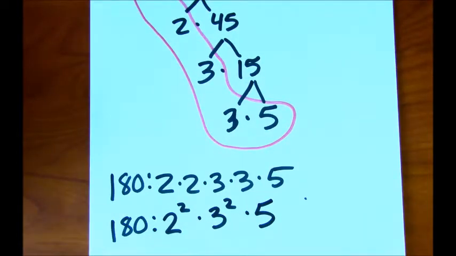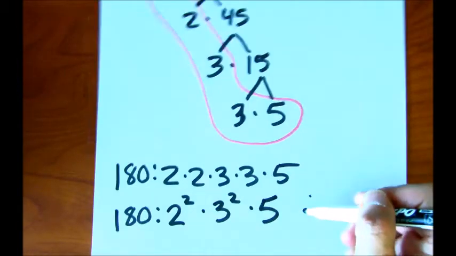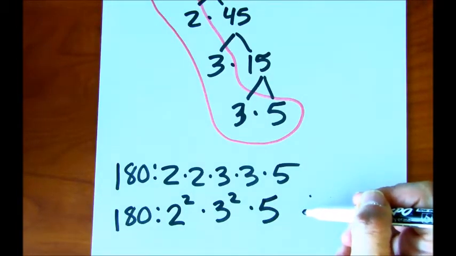Anyway, those are some examples. You'll be given a little assignment where you're going to be making some factor trees, and you're going to write it out this way as well as this way if you can. Okay?